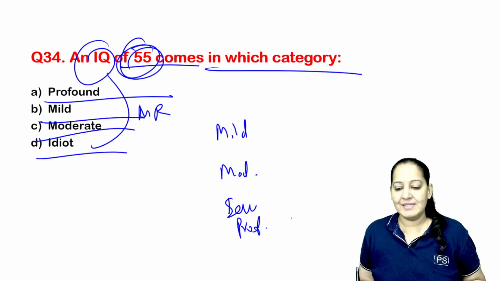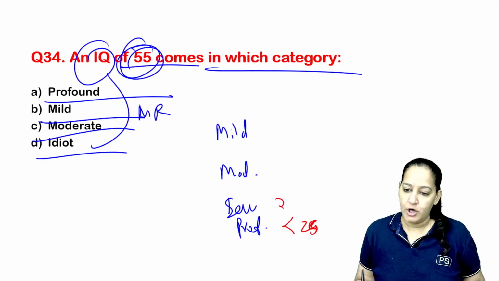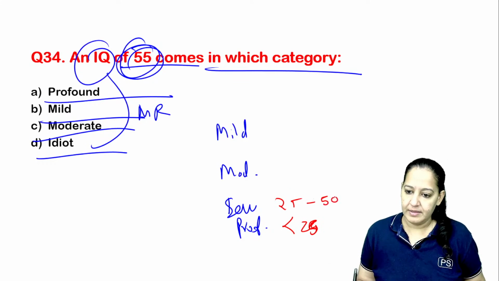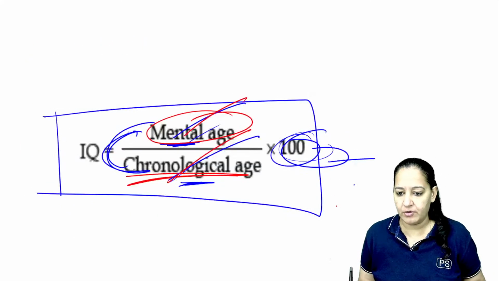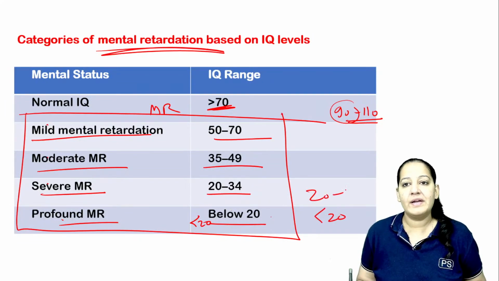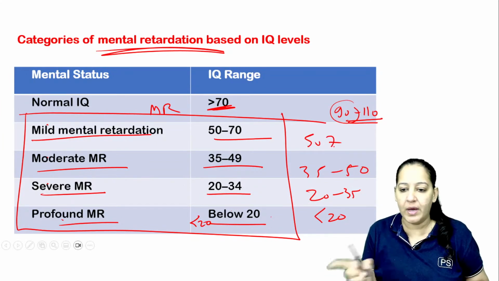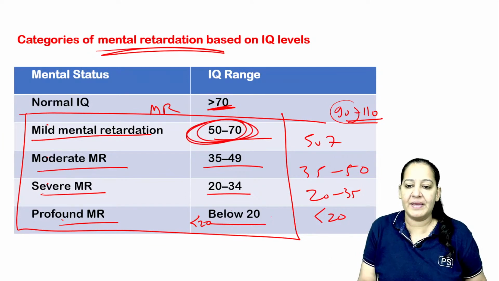So profound is less than 20, right? Less than 25. 25 to 50 is severe. Am I right? Am I doing something wrong? I guess I'm getting confused. Less than 20, 20 to 35, 35 to 50, I got confused, I'm sorry. 50 to 70. In your question, they are asking 55. Where is 55 coming? 55 is coming here in this range.